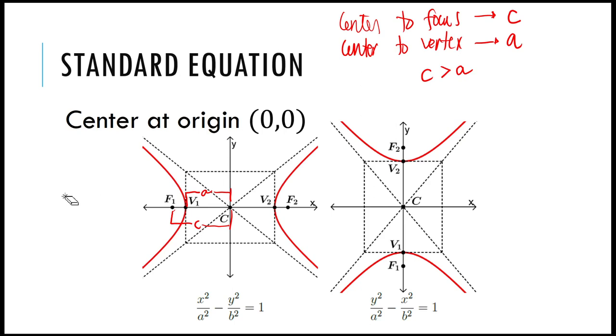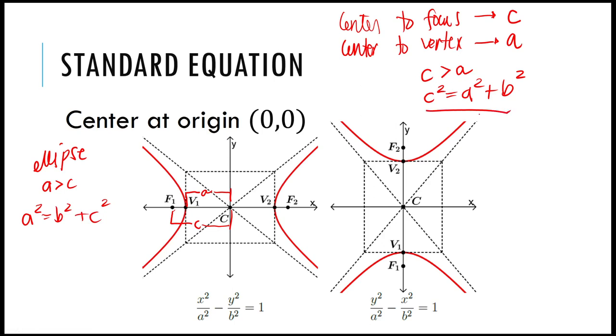And therefore, may iba na yung relationship natin kanina. So, for hyperbola, ito na yung kamukha mismo ni Pythagorean theorem. Ito na yung relationship. Kasi si C na yung pinakamahaba. C squared equals A squared plus B squared. Si ellipse, okay, wag tayong malilito ha. Kino-compare ko lang. Si ellipse, mas malaki si A kesa kay C. Kaya yung relationship natin is A squared equals B squared plus C squared. For hyperbola, dahil mas malaki or mas mahaba si C, ito na po yung relationship natin. C squared equals A squared plus B squared. Yun lang naman yung nabago.